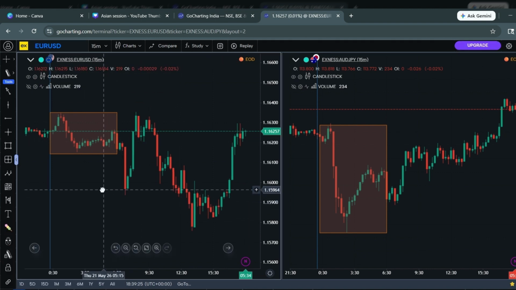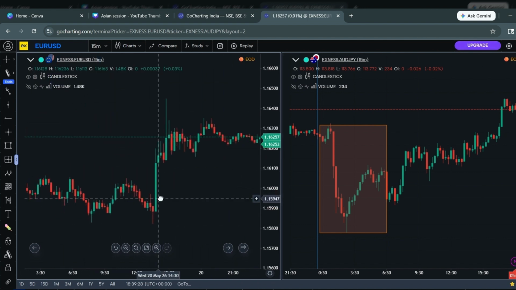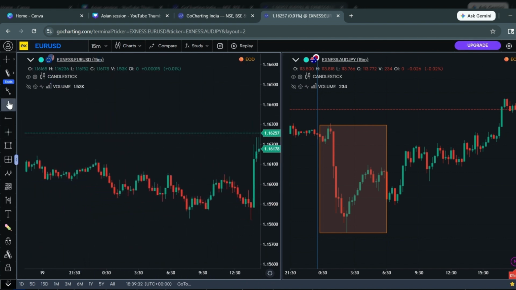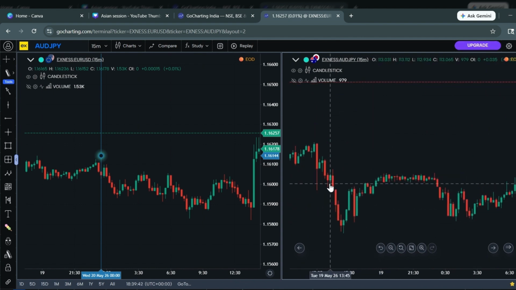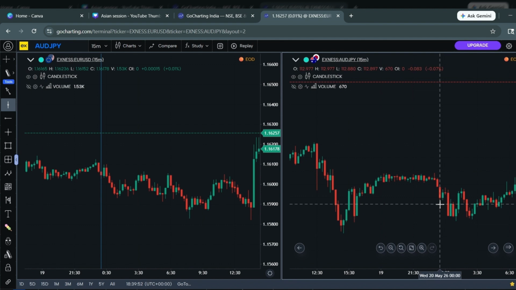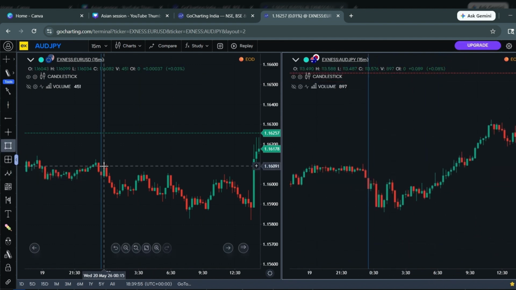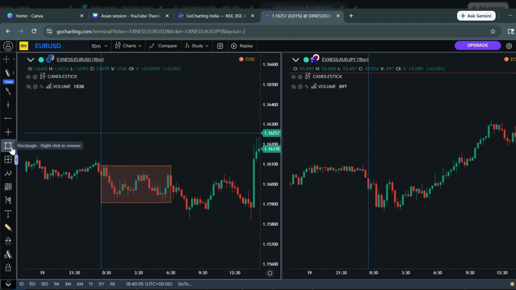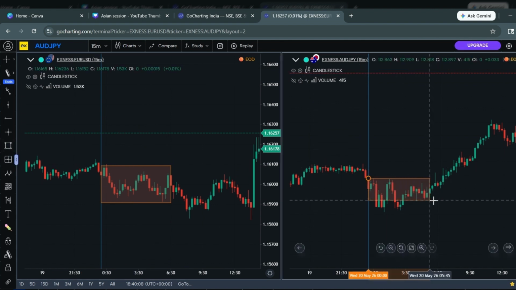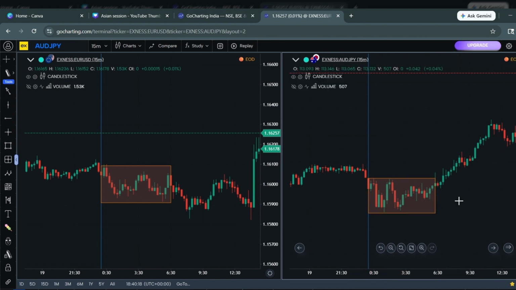So let's do the same thing on 20th May. Draw the vertical line first. Here again on this also. Let's mark the Asian session from here to 6:30. This is the Asian session. Again from here, Asian session.